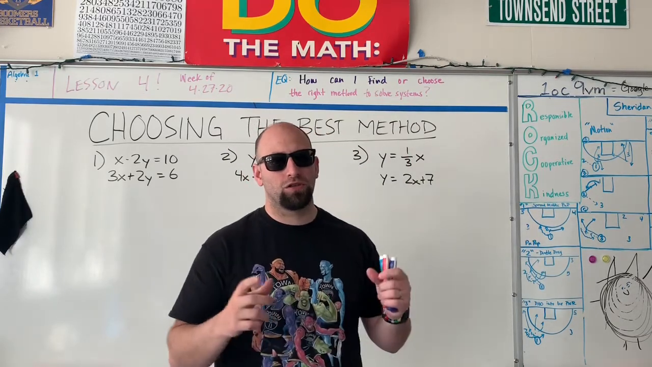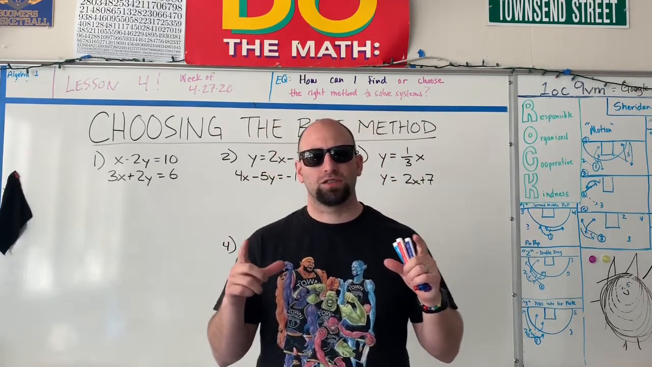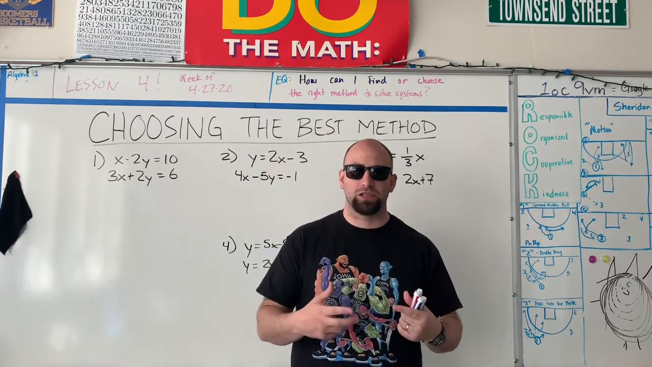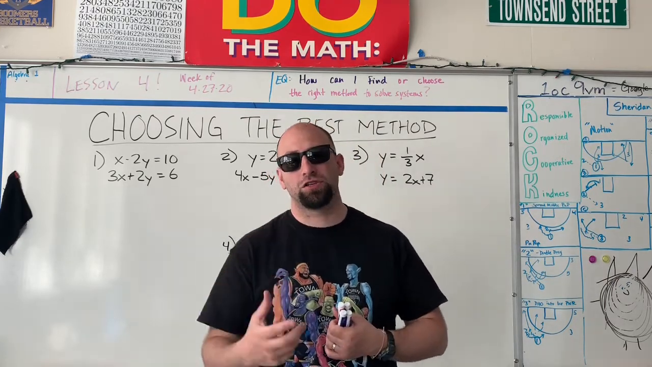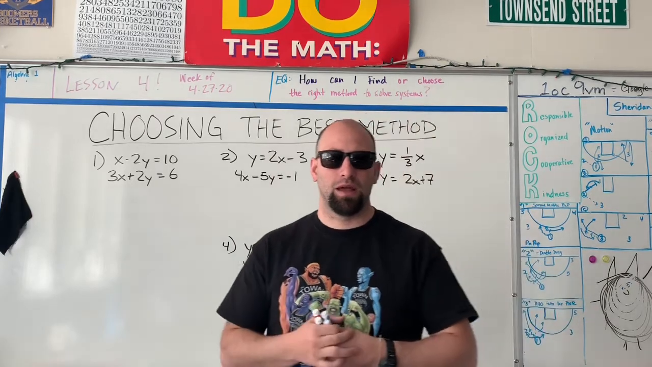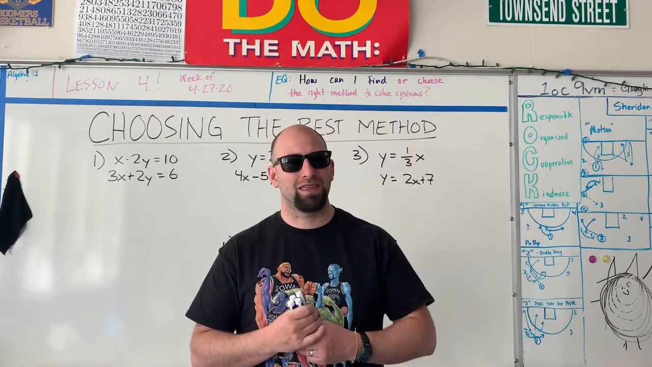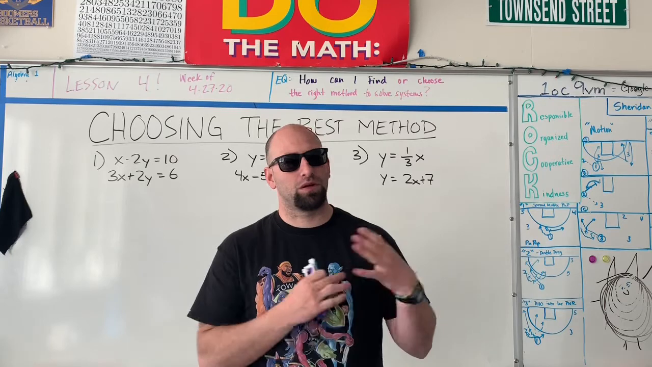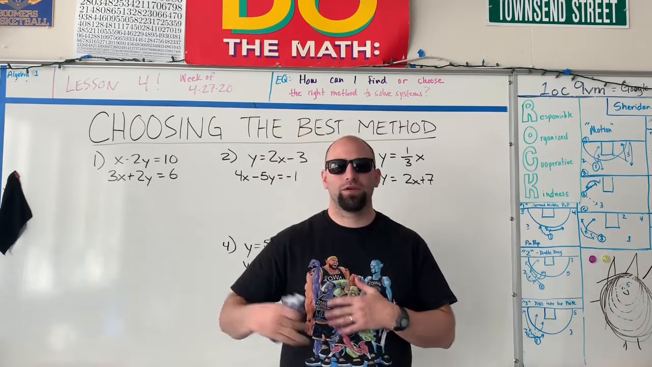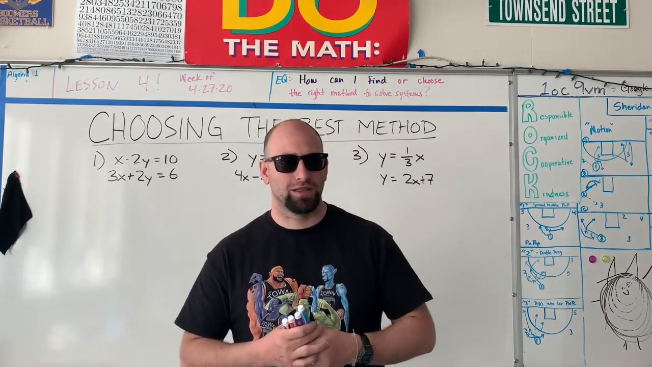Table, if both equations are in slope-intercept form and the slope is an integer, so both of them are whole numbers, input-output tables may be the best method, just because it's very simple. You just plug the number in for x, you get an output. Very simple, very, very easy.